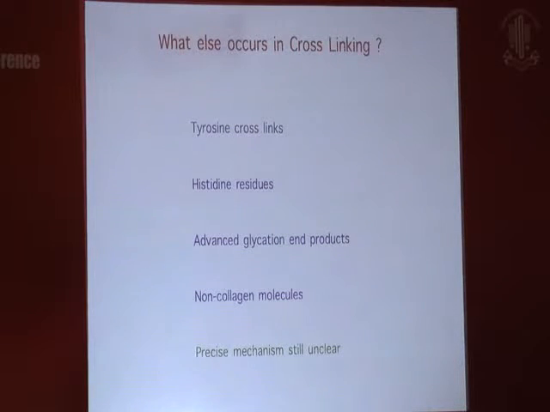Newer research now indicates that we can also have tyrosine cross-links, and histidine residues in the cornea may also play a part in this process. Also, we can have advanced glycation end products, and these we know occur both naturally in the aging cornea and in diabetics, and these have also been invoked to play a role in therapeutic cross-linking. Finally, a recent paradigm shift has been the belief that non-collagen molecules, typically the glycosaminoglycans in the stroma, the dermatan and the keratan sulfate, may also be involved in therapeutic cross-linking to help increase corneal rigidity. But despite all of this, the precise mechanism, as I said before, still remains unclear.